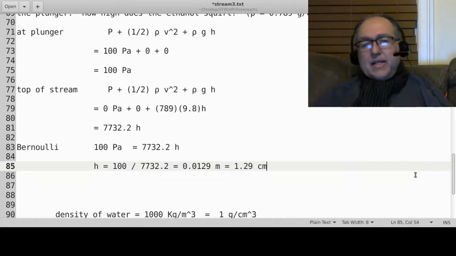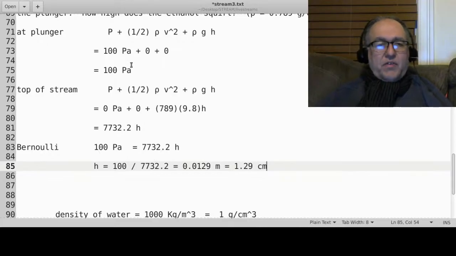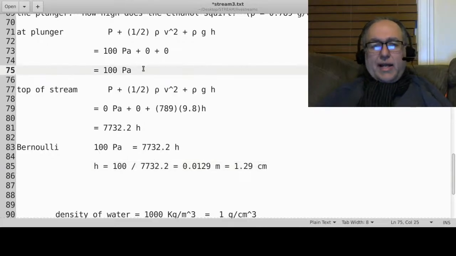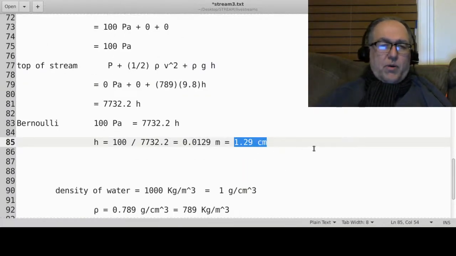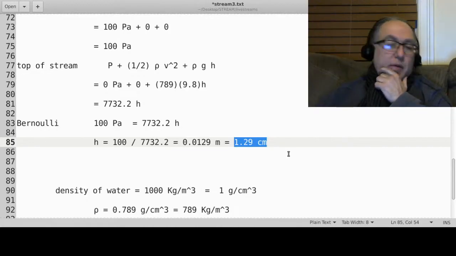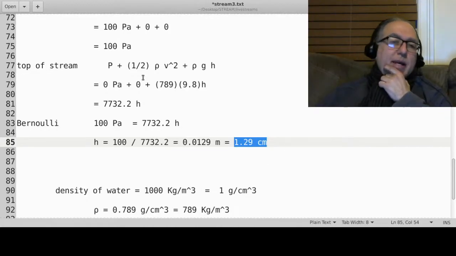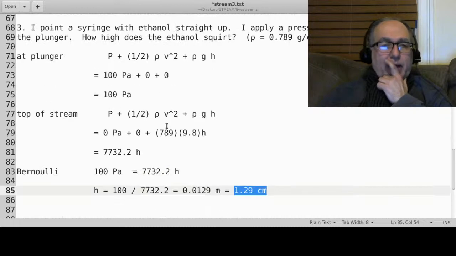Okay, so in fact, for some reason I thought 100 pascals was a lot for a plunger, but it really isn't. Okay, and so the fluid would only really squirt up 1.29 centimeters. Okay, so well, there you go. Probably on a test, I would have made it more. So let me ask if there's any questions.